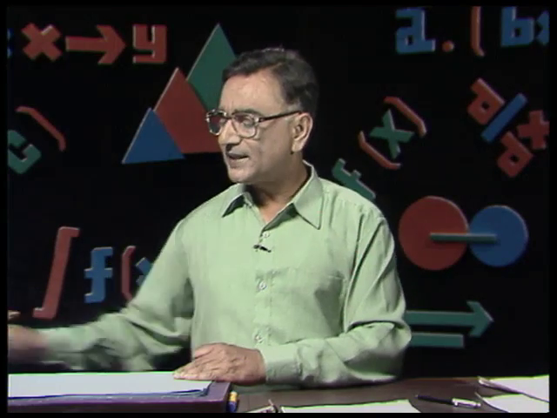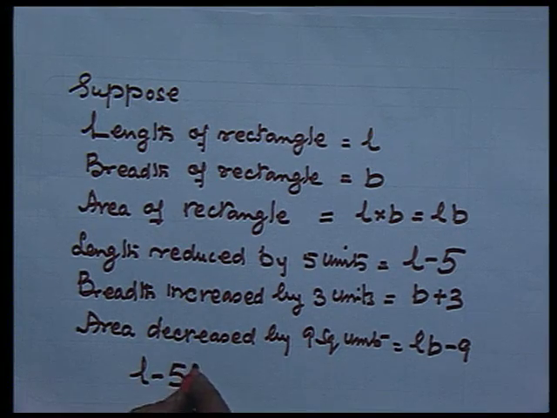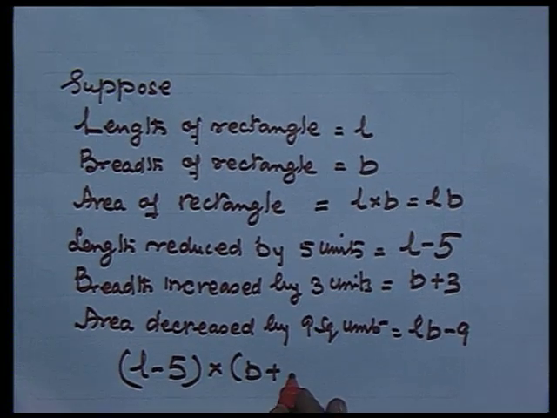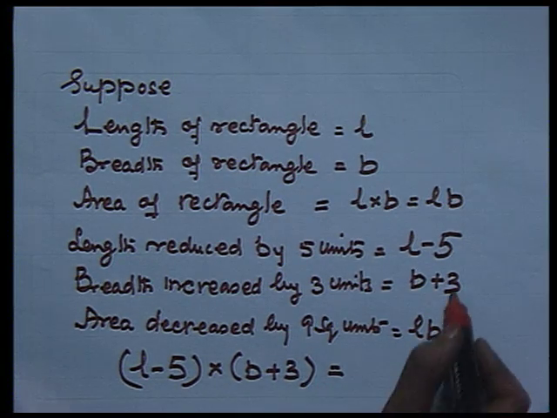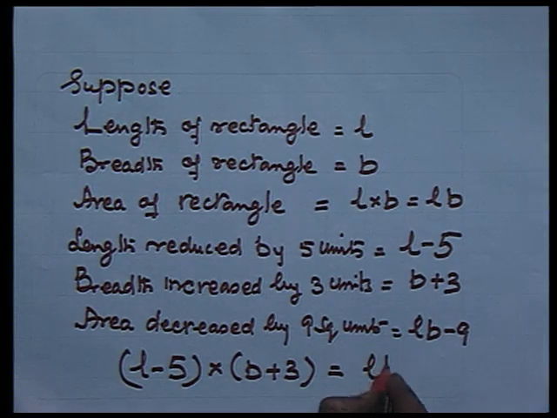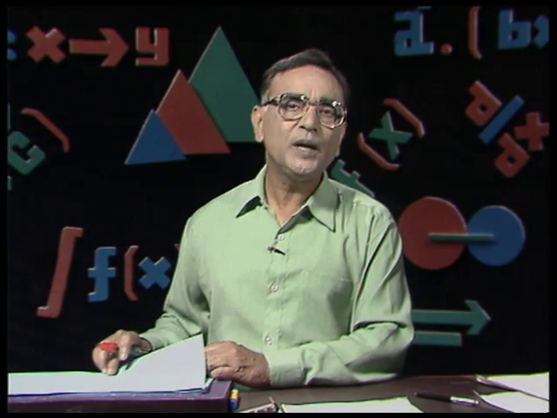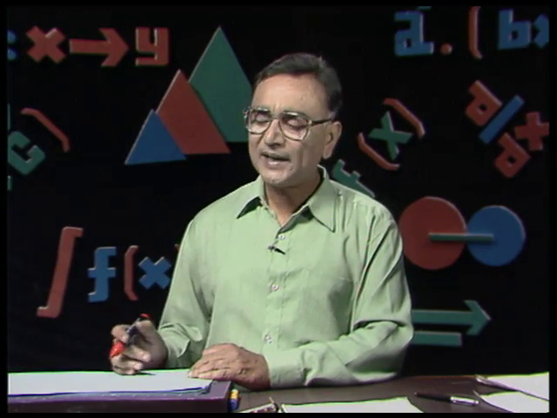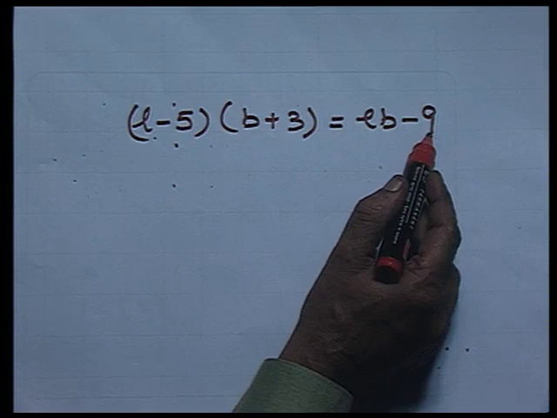Now, we will equate this new area. The new area will be L minus 5 into B plus 3 equals the new area, which is 9 square units less than the original area, that is LB minus 9. So, having found one equation, we will have to simplify this equation to get a linear equation in L and B. How do we go for that? Let us see that. This is (L minus 5) into (B plus 3) is equal to LB minus 9.